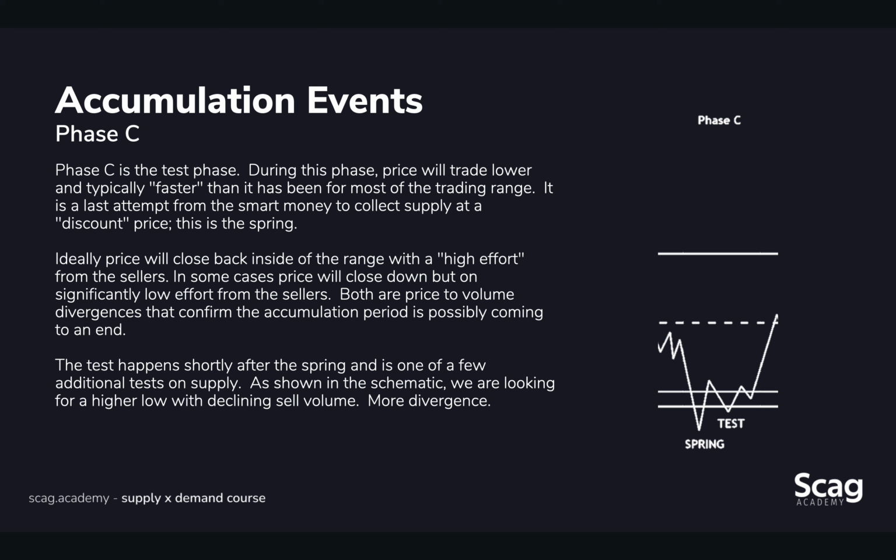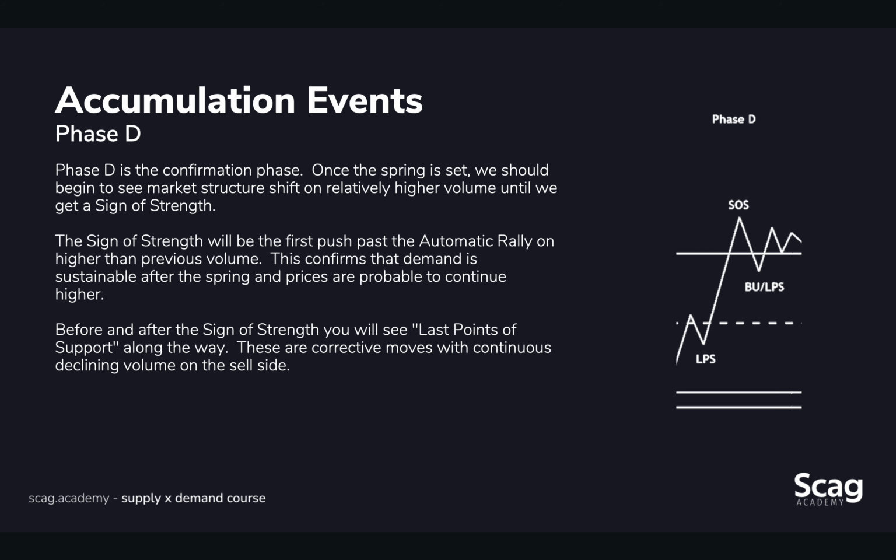These tests happen shortly after the spring, right? The test that's right next to the spring there is one of a few additional tests on supply. As shown in the schematic, we are looking for a higher low with declining sell volume. After those sellers try their best to bring price lower, it'll automatically close back up into the range, and then we do expect sellers to give it one final test, but we expect them to fail. Again, we will be looking at that in depth later.